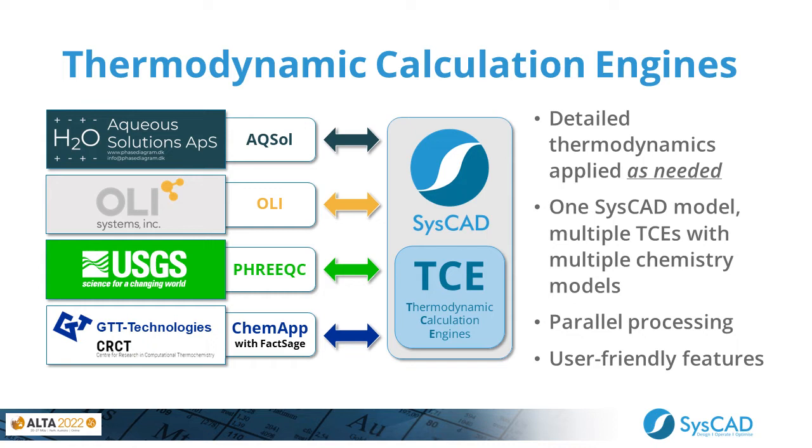Within SysCAD, we have the ability to call out several different thermodynamic calculation engine packages. These are detailed thermodynamic calculation packages that do very complex analysis to calculate things like phase equilibrium, pH, and the like. These detailed thermodynamics can be applied as needed within a package. Within a single SysCAD model, you can have multiple of these thermodynamic calculation engines with multiple chemistry models for each. It incorporates parallel processing for computational efficiency, and there are many useful user-friendly features.